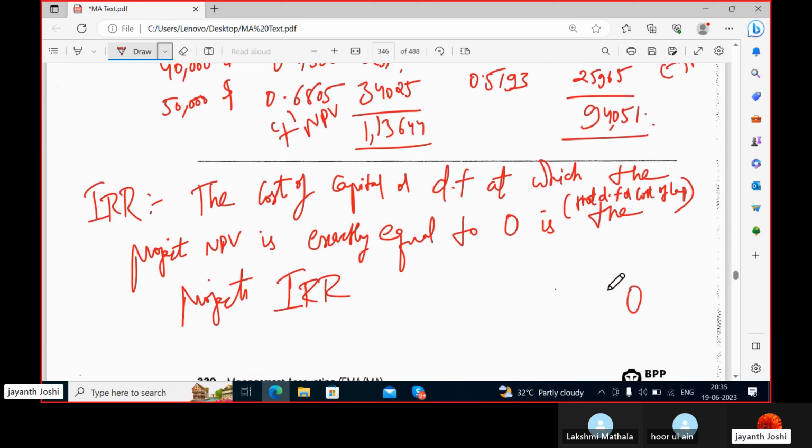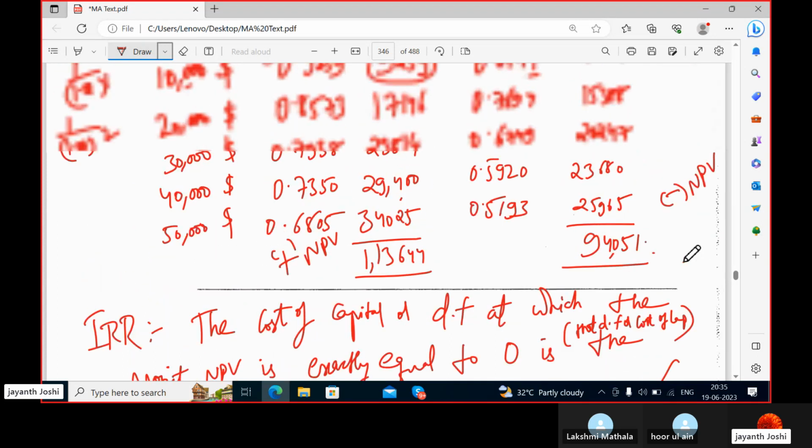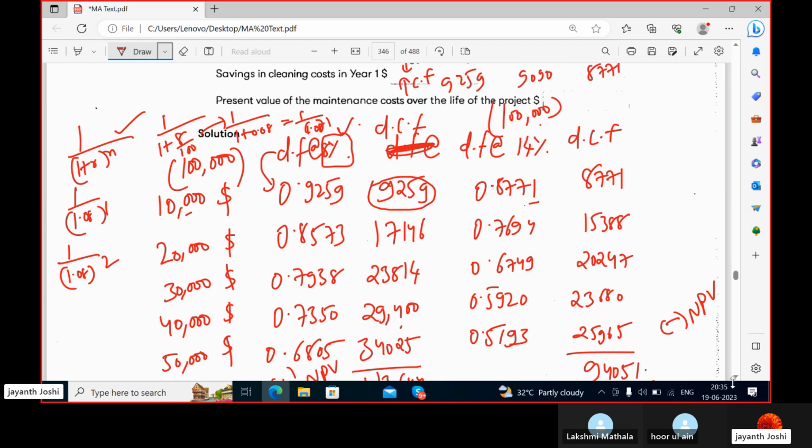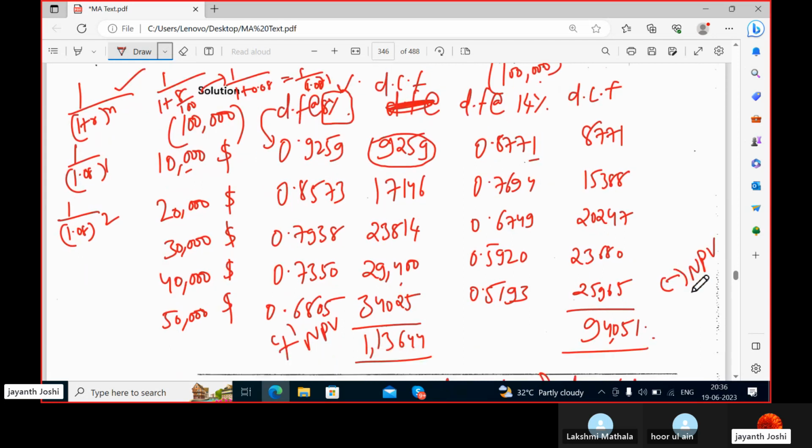What we should get? 0. That means the cost of capital or discount factor at which your NPV is exactly equal to 0 is nothing but your IRR. So at this discount factor of 8%, I am not getting 0 NPV. I am getting positive NPV. With this discount factor of 14%, I am still not getting 0 NPV. I am getting negative NPV.